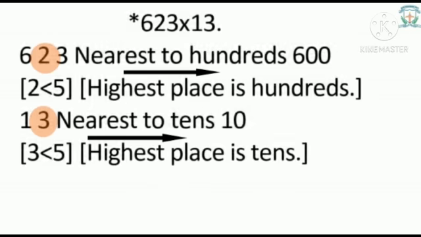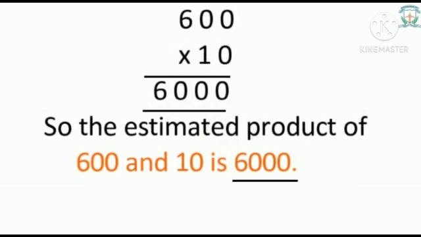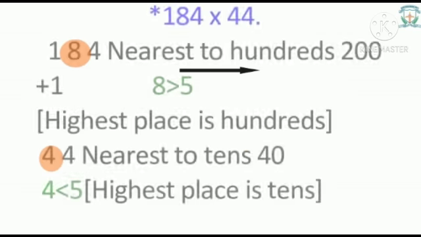Example 2. 623 into 13. 623 nearest to hundreds is 600 because 2 is less than 5 and the highest place is hundreds. Next number is 13. Here nearest to tens is 10 because 3 is less than 5 and the highest place is tens. Let us multiply the estimated numbers, 600 into 10. So the estimated product is 6000.